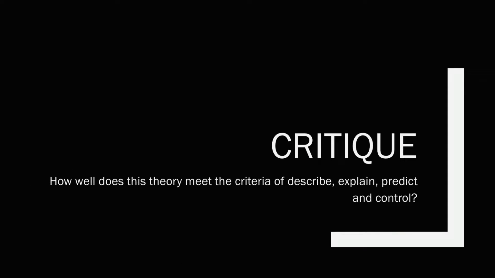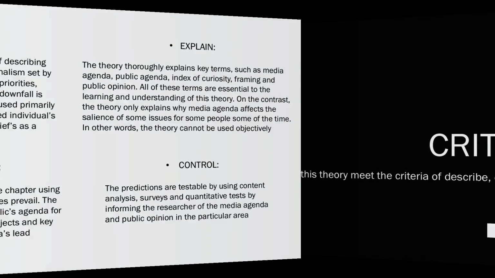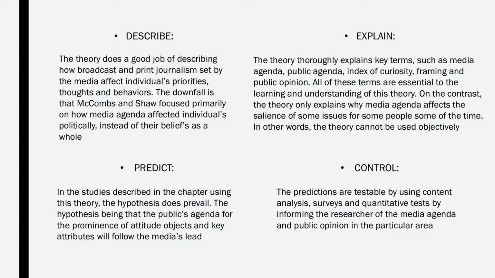Critique. How well does this theory meet the criteria of describe, explain, predict, and control? Describe. The theory does a good job of describing how broadcast and print journalism set by the media affect individuals' priorities, thoughts, and behaviors. The downfall is that McCombs and Shaw focus primarily on how media agenda affected individuals politically instead of their beliefs as a whole.